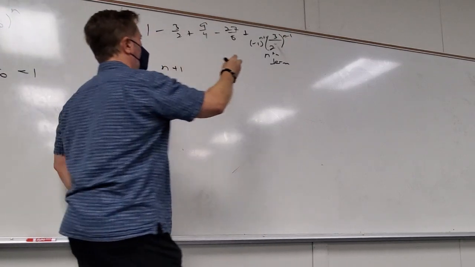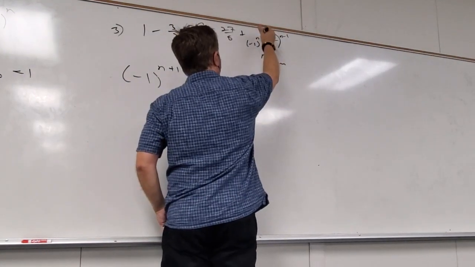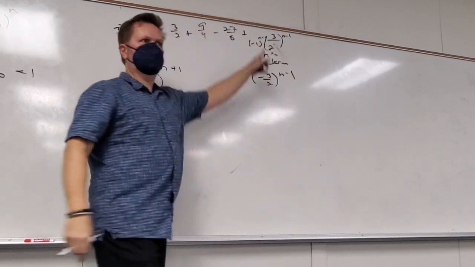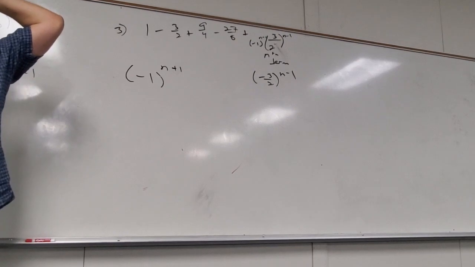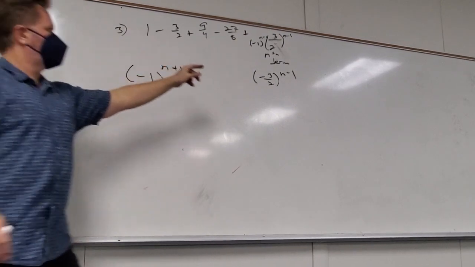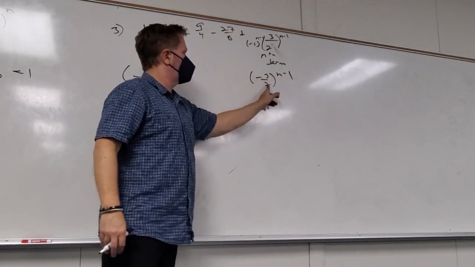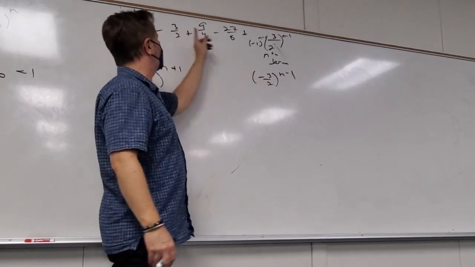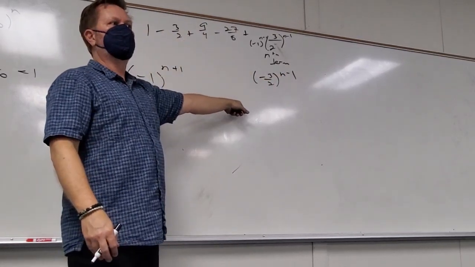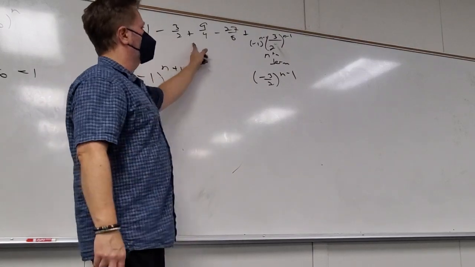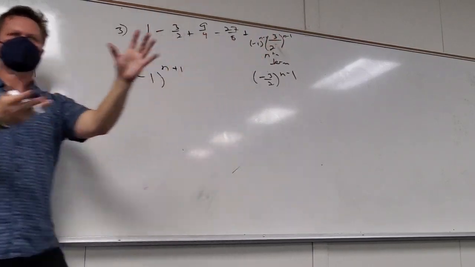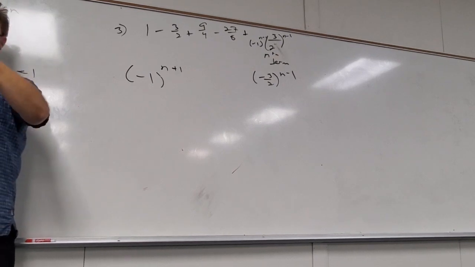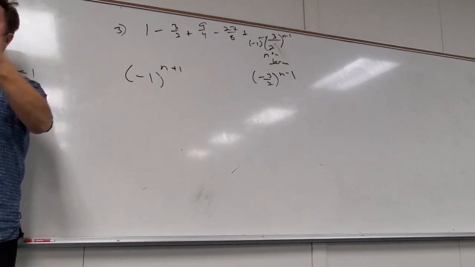I can also write this, if I make that a minus 1, as negative 3 over 2 to the n minus 1. Isn't that the same thing? Let's see. If n is 1, I get that to the 0, which is 1. If n is 2, I get that to the 1, which is negative 3 halves. Squared, it's positive 9 fourths. Cubed, it's negative. Okay, that would work. Do you see that? Several different options, possibilities and options.